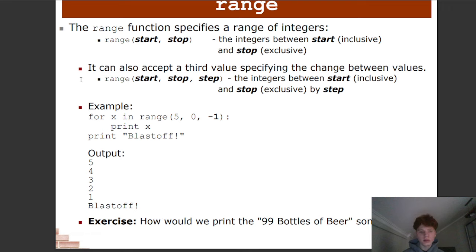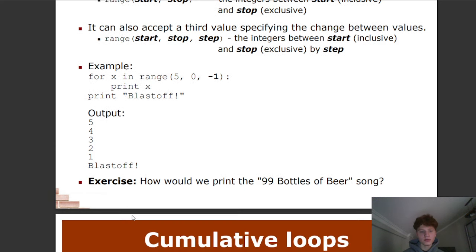Example. Output. Exercise: how would we print the 99 bottles of beer song?